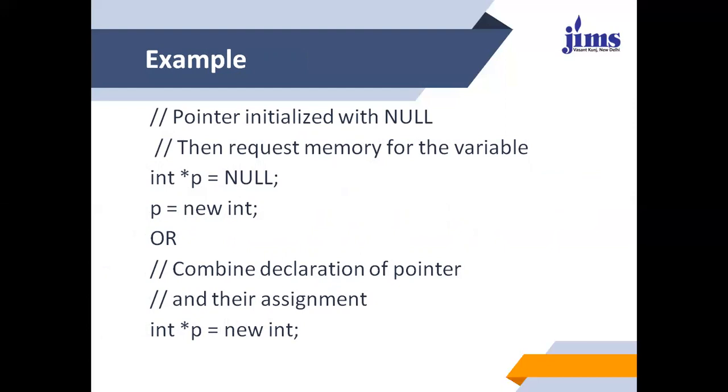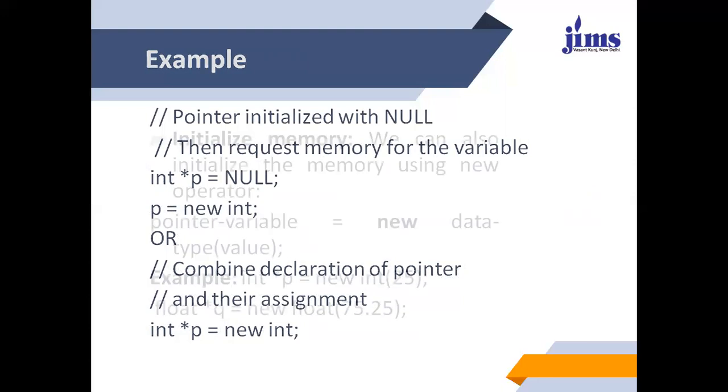Personally, I always go for the second method, in which on one line only you declare and also define. Both things are done using a single statement, whereas in the first option you need to write two statements, one for declaring and a second for initializing. So that can be done using a single statement also. Like you can see on the screen, int *p = new int, where new is the keyword and then comes int. I hope it is clear to everyone how to use the new keyword.